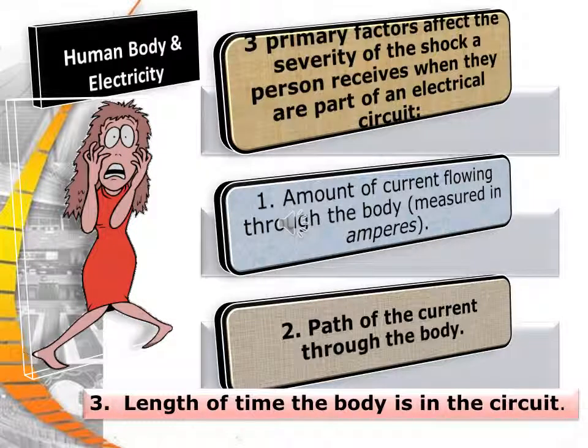The three primary factors affecting the severity of a shock a person receives when they are part of the electrical circuit are the amount of current flowing through your body, as measured in amperes, the path of the current through the body, and the length of time the body is in the circuit.